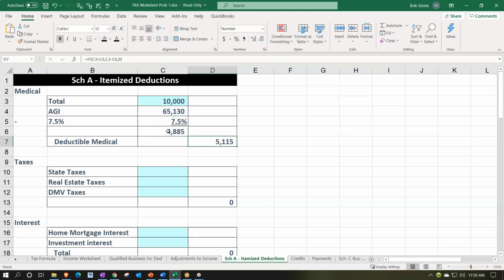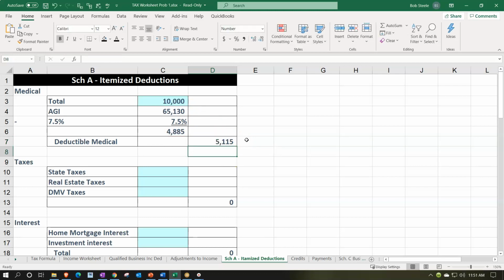And then we're going to say that the medical expenses are basically going to be the 10,000 minus the 4,885. It's a little bit more complex of a formula here. So if you want to see the formula, it says if we're taking C3, so C3 is going to be the 10,000. If the 10,000 is greater than C6, which is going to be the 4,885, then we want to take the C3 minus C6. So if this is greater, if not, then we want to have a 0 here.